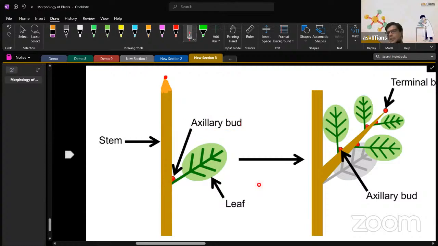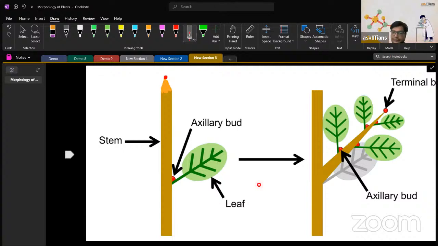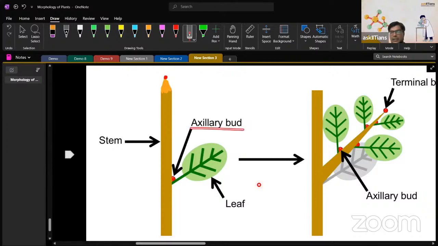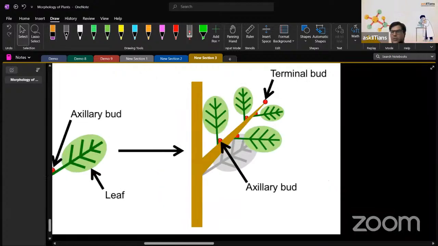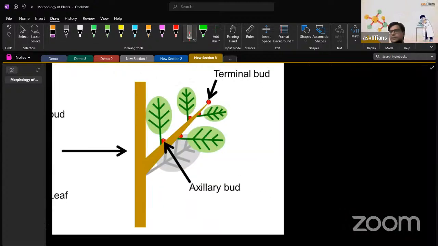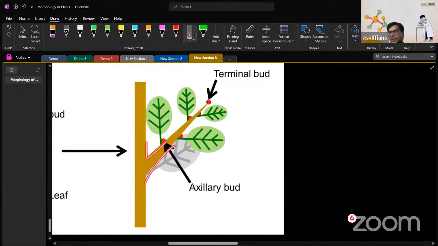Buds, as I told you, are either going to give rise to a leaf, or they are going to give rise to a branch, or sometimes there are flowering buds as well, which are going to give rise to a flower. Now, similarly, the axillary bud here, first of all, it is present between the stem and the leaf. It's going to develop into a branch. So the axillary bud develops into a branch, something like this. Now, the plant is going to get more leaves, something like this, right?